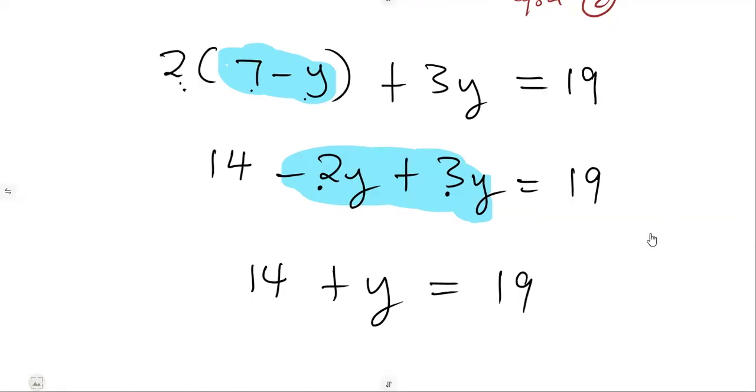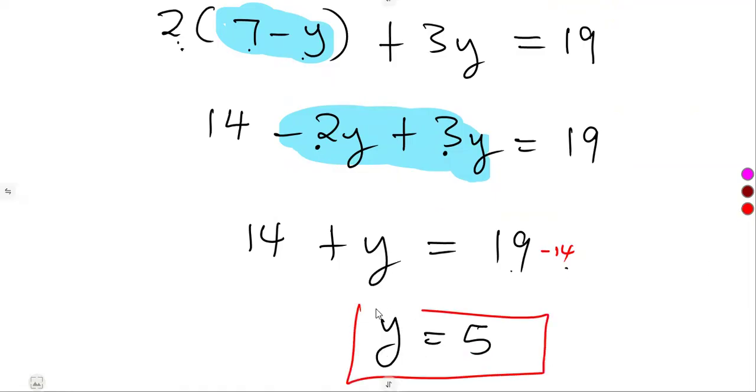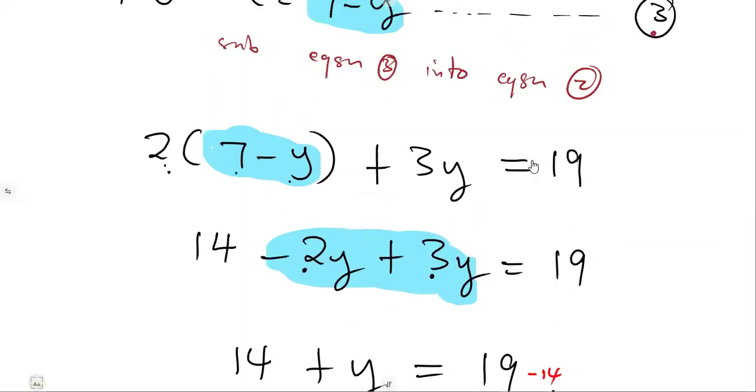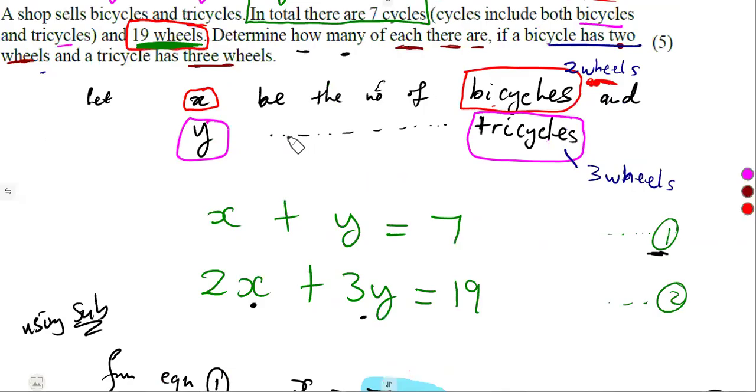So how do we solve for y? We can simply transpose the 14 to the other side so that it will be negative the moment it crosses the equal sign. So y is equal to 19 minus 14, which is 5. So this is how we calculate y, y representing the number of tricycles. So we have got 5 tricycles.